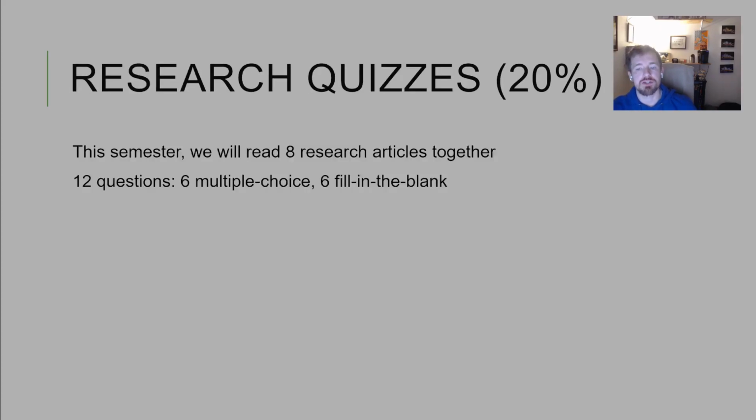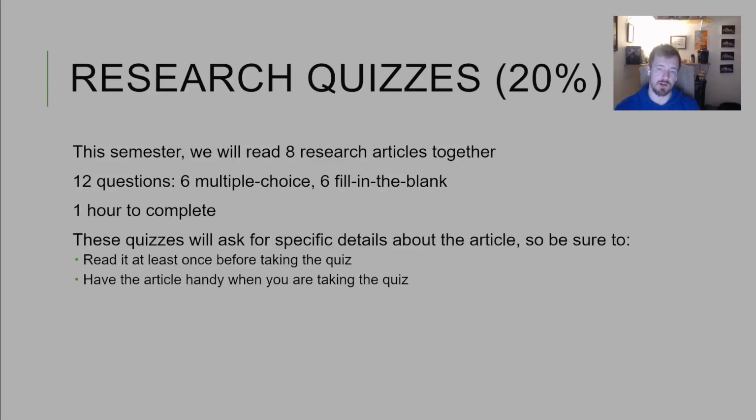The research quizzes, there's going to be 8 research articles that we read together, and so we'll be doing these across 8 separate weeks that are all kind of in the middle of the course. So they are going to be 12 questions, 6 multiple choice, 6 fill in the blank. You'll have an hour to complete them as well. But these are going to be very specific and very detail-oriented because, as I mentioned, we're going to be really refining our ability to pay attention to detail.